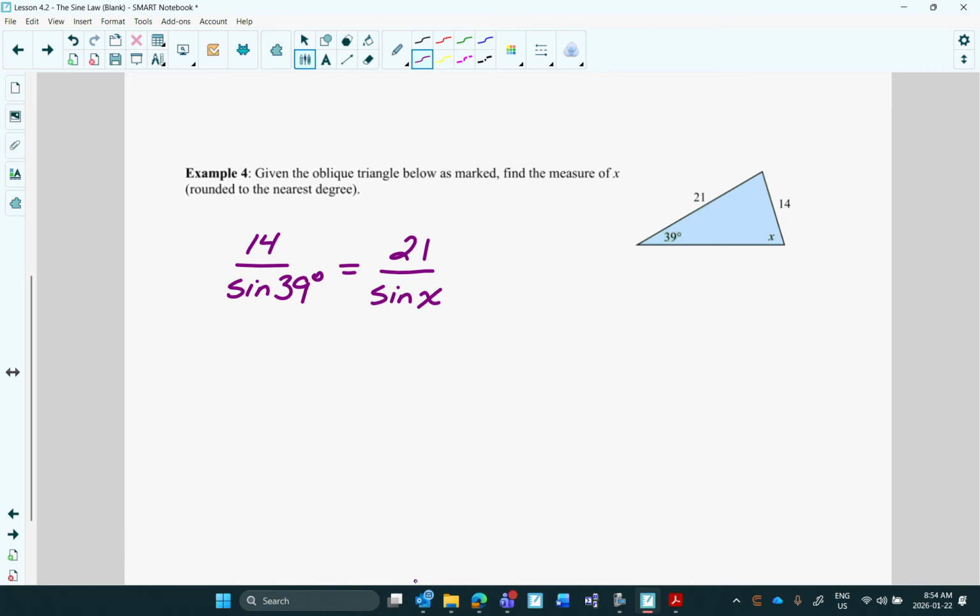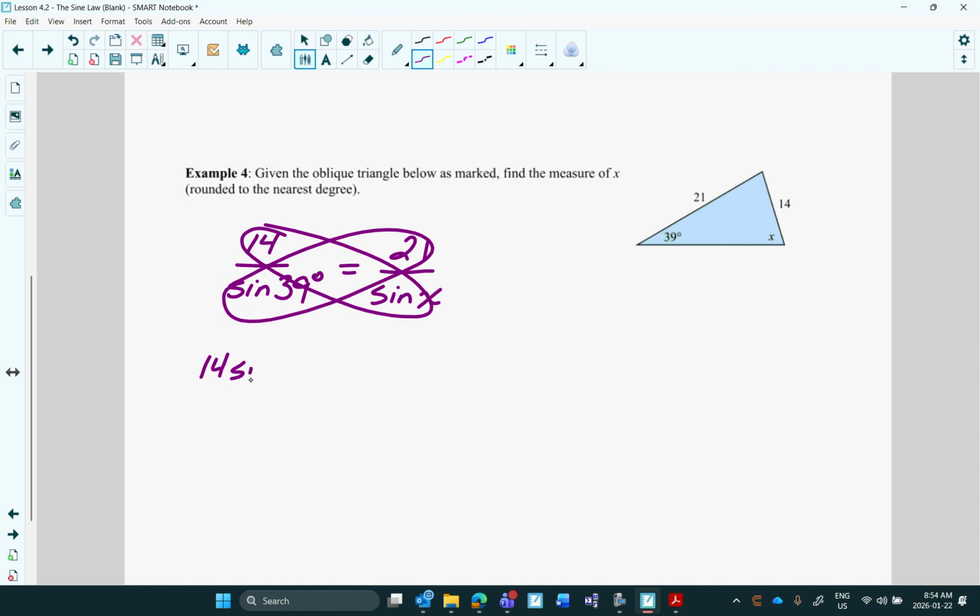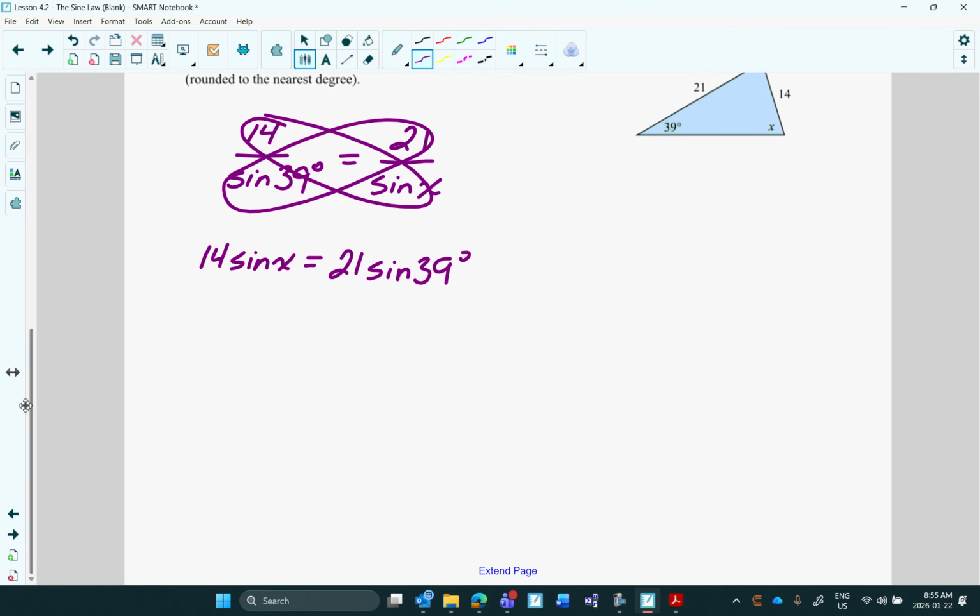So once again, cross multiply to clear the fractions. So I'm going to get 14 times the sine of x. Notice I put the unknown on the left side. 21 times the sine of 39 degrees. If you had 21 sine 39 here and 14 sine x here, that's still right. That's still fine. I have to do two things to get x by itself. First of all, I have to get rid of the times 14 by dividing by 14. Now I've got it down to just sine x.